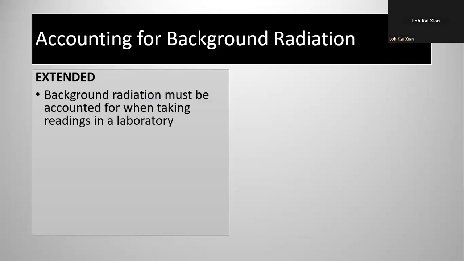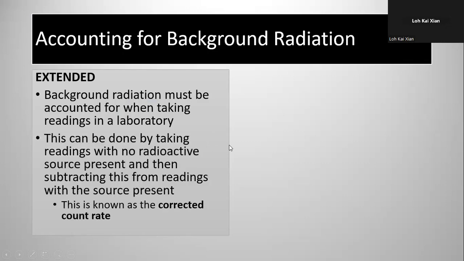Accounting for background radiation. Background radiation must be accounted for when taking readings in the laboratory. This can be done by taking a reading with no radioactive source. Right? So what you do, you measure the count rate without the radioactive material. That's called the background radiation. Then after that, you measure the count rate with the radioactive source. Then you subtract the background radiation.